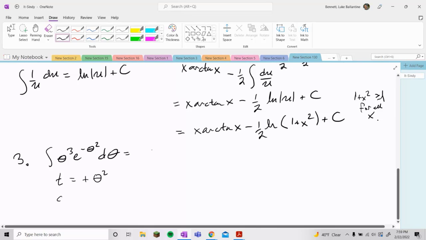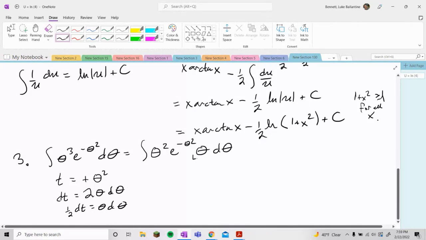And so let's rewrite this first, though, as theta squared e to the negative theta squared theta d theta. And then after this, I hope it's clear that dt is 2 theta d theta, which makes 1/2 dt is theta d theta. So now we have theta d theta, and then we have t being theta squared, and we have that in 2 places. So now we can make the substitution, right? We have 1/2 t e negative t dt. How do I integrate this?